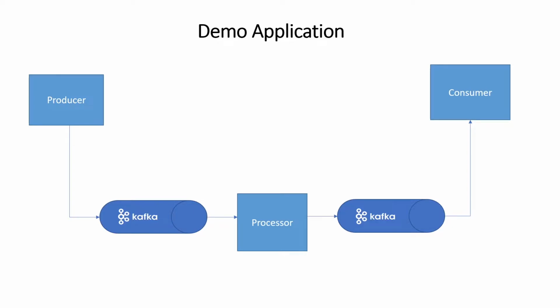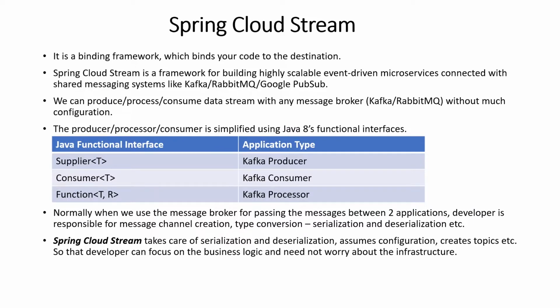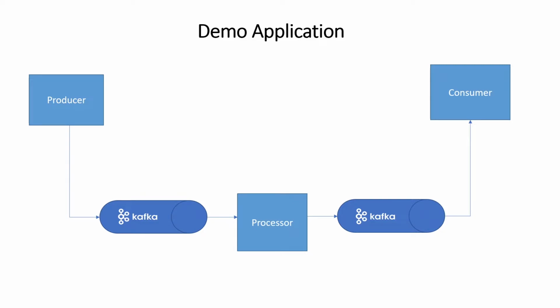So when I say producer, processor, consumer, we are going to write beans of type Supplier, Consumer, and Function, right? So this producer will produce the data onto one Kafka topic, the processor will consume from that Kafka topic and produce the data onto another Kafka topic, and there is a consumer that is going to subscribe from that Kafka topic. And tomorrow, if you want to remove Kafka from here and add Google Pub/Sub, your producer, consumer, and processor code remains as it is. You just remove the dependency of Kafka, add the dependency of Google Pub/Sub, and everything remains the same.